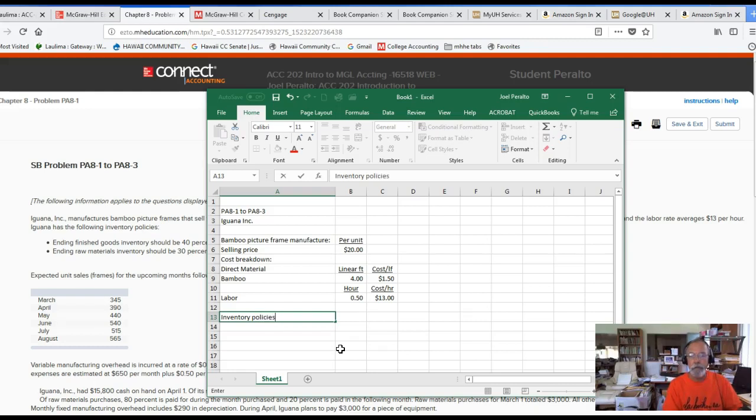Inventory policies: ending finished goods inventory equals 40% times next month's sales, and ending raw materials inventory equals 30% times next month's production.